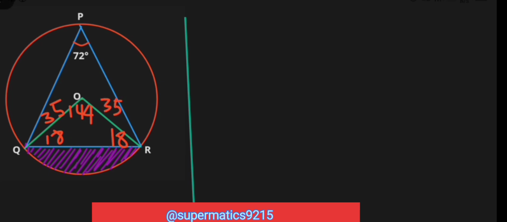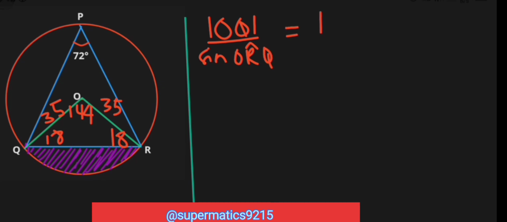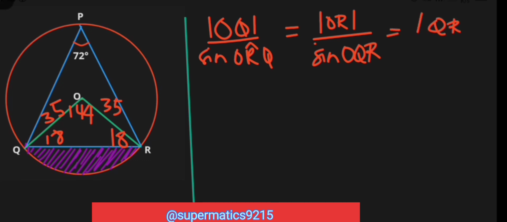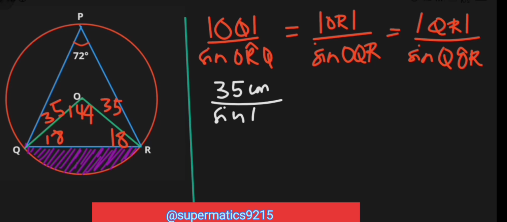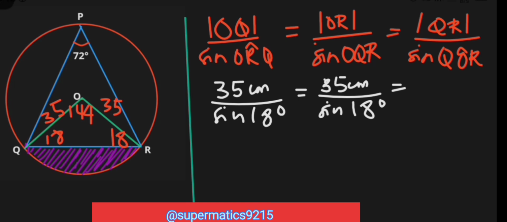Now, with these angles being 18 degrees, this being 144, and the radii both 35 centimeters, we are going to apply the sine rule in order to get the length of the chord QR. That is the side OQ over the sine of the angle facing OQ, which is the angle ORQ, must be equal to the side OR divided by the sine of the angle facing it, which is sine OQR. And that must be equal to the chord QR divided by sine QOR. This means that 35 centimeters over sine 18 must equal OR, another 35 centimeters being the radius, over sine 18 degrees, and that must be equal to QR over sine 144 degrees.